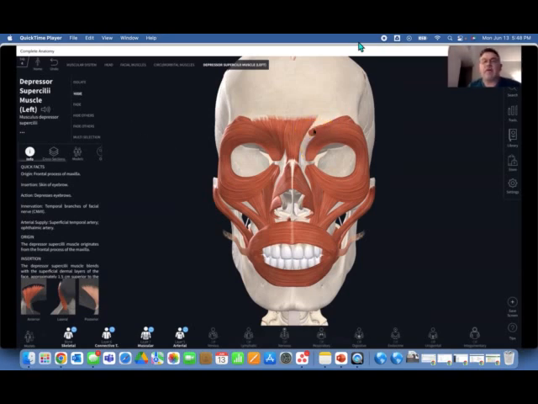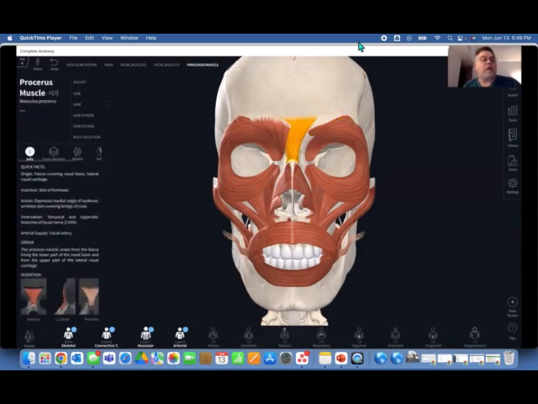That brings us to our corrugator supercilii here, originating from the medial portion of the superciliary arch, again inserting into the skin of the eyebrow, and it draws the eyebrows inferomedially. As we move more medial, we'll get to the procerus, just right here. Its origin is the fascia covering the nasal bone and the lateral nasal cartilage, and it inserts in the skin of the forehead.